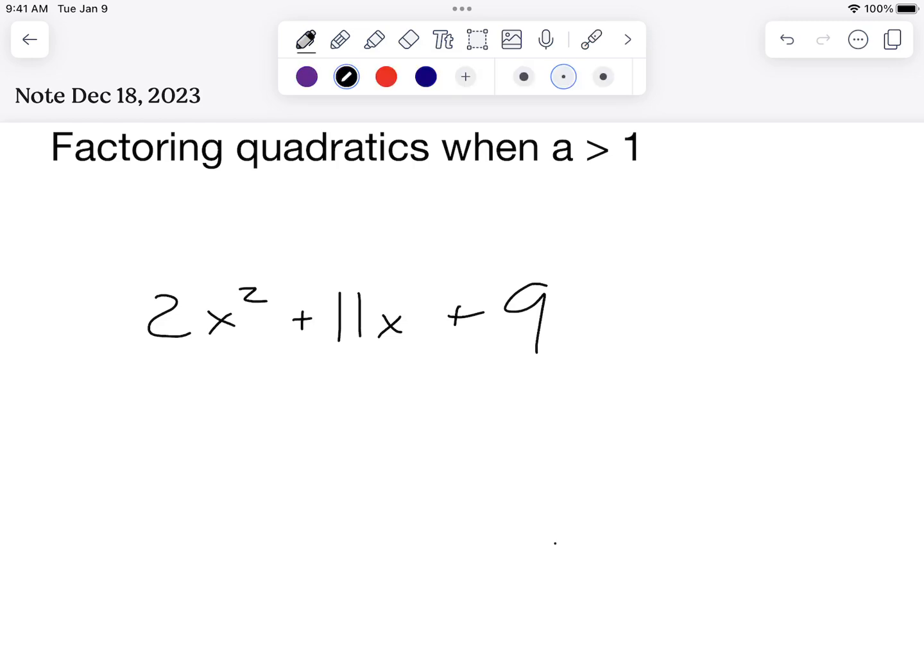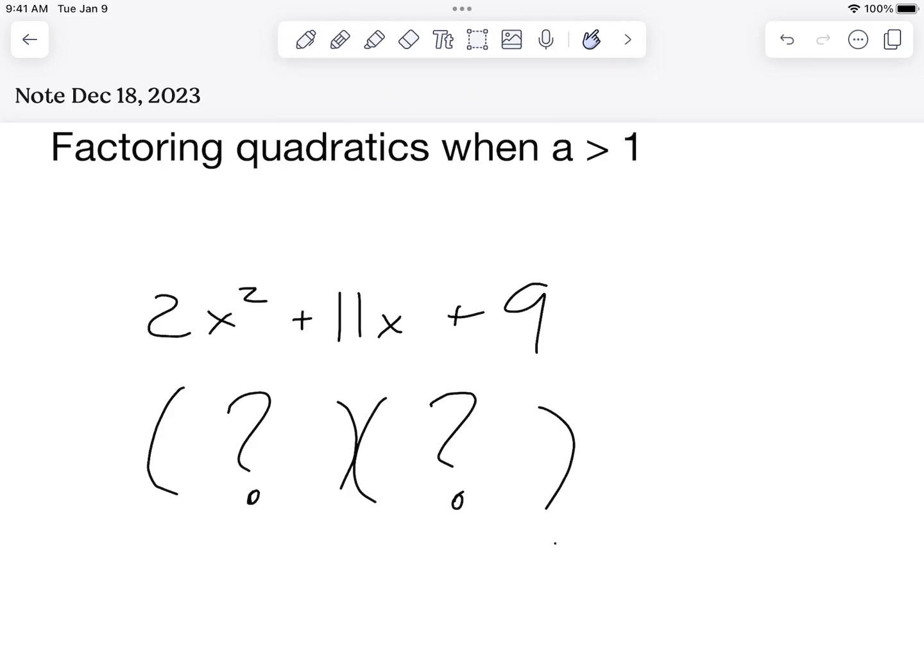Now, the whole idea here is the same. We're breaking this into its individual factors. And so we are figuring out what is going to go inside of those parentheses. What are the linear factors that will FOIL out to get back to the original equation?